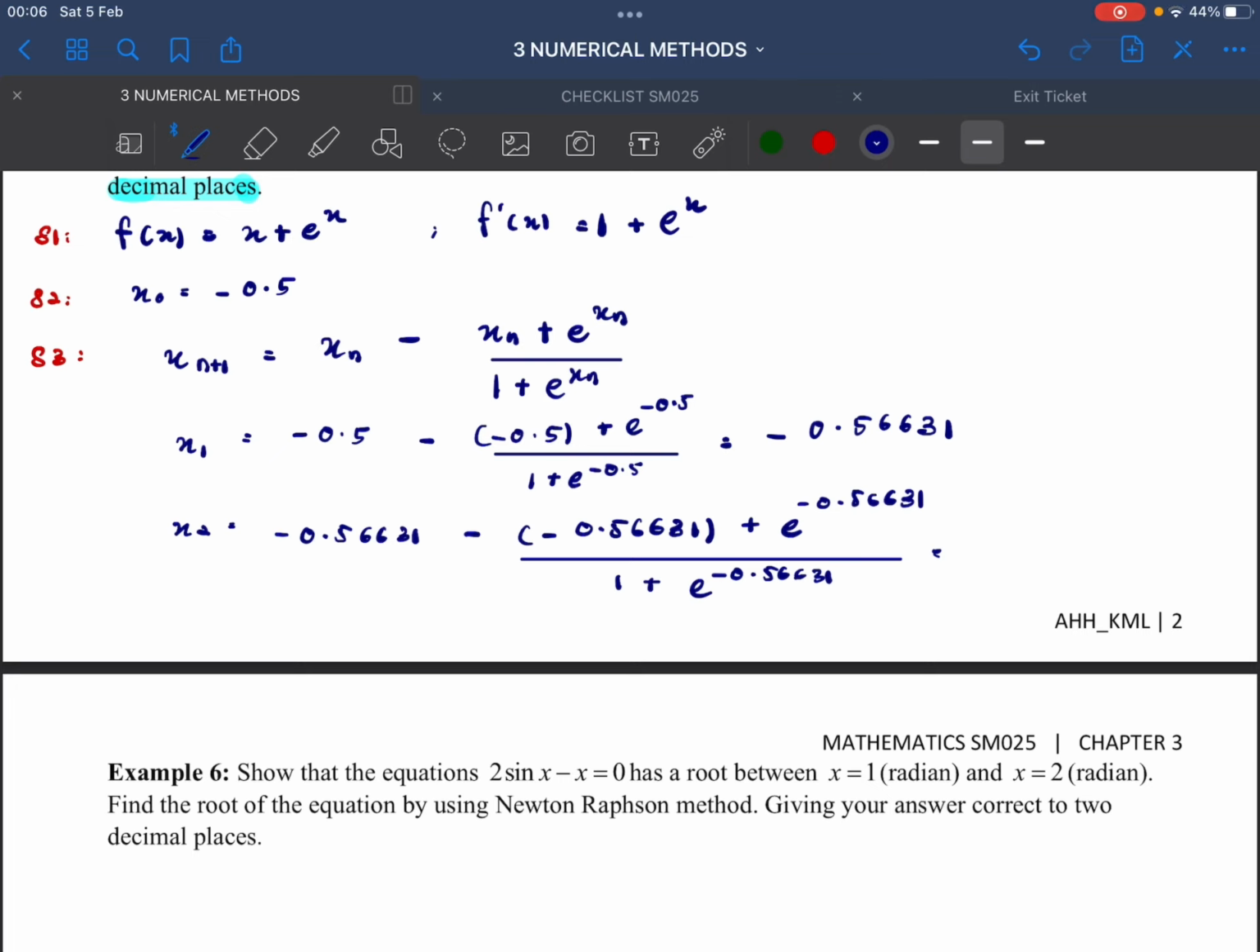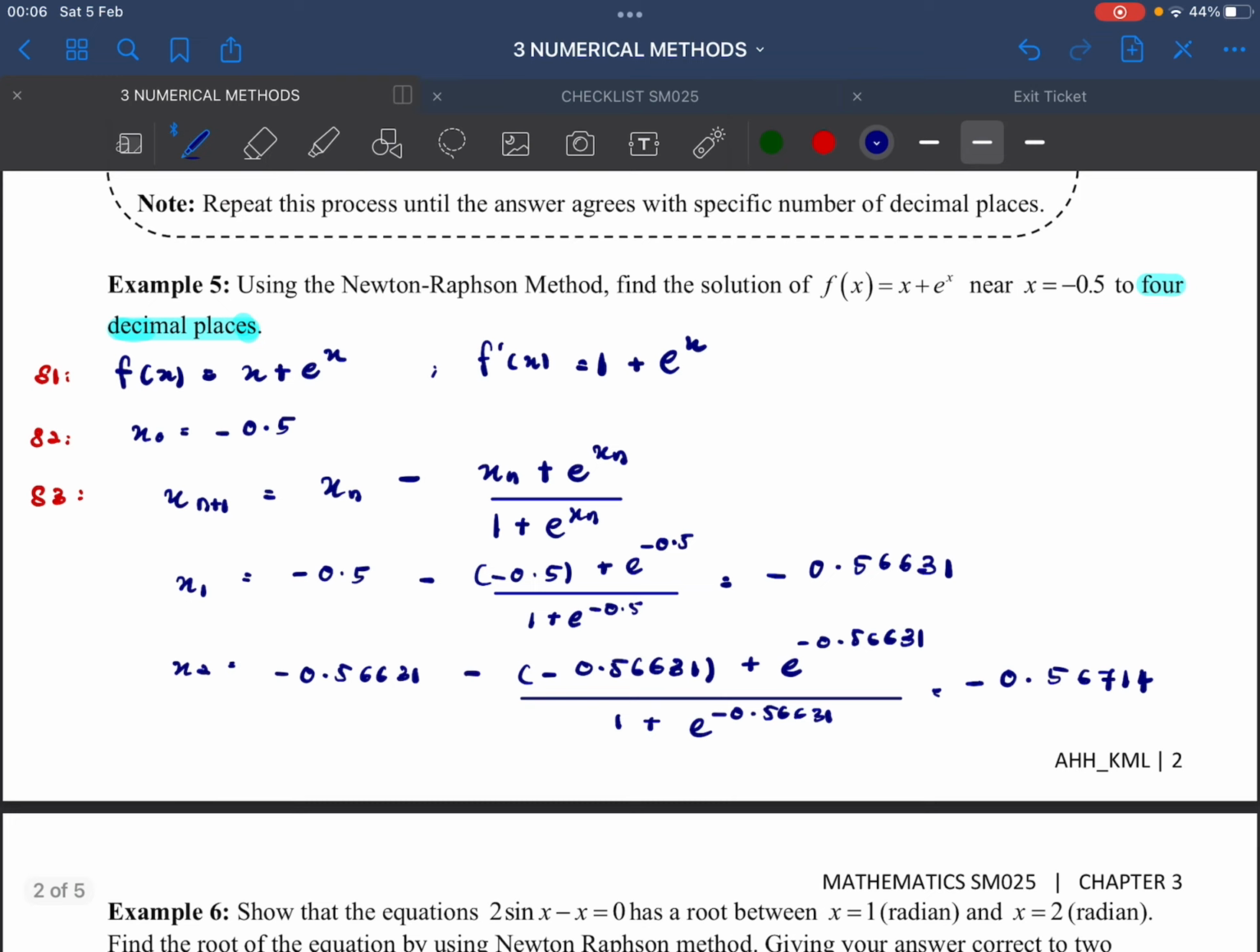So here you should get negative 0.56714, in 5 decimal places. Because the question said 4 decimal places, but 4 decimal places is only for the final answer. In the working solution, you have to put one extra decimal place.